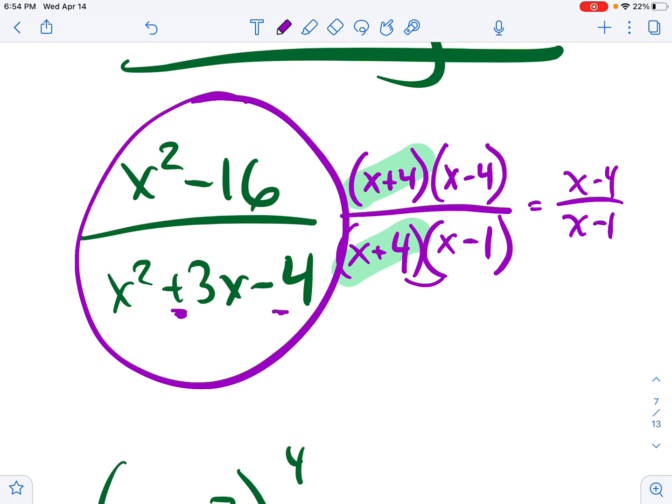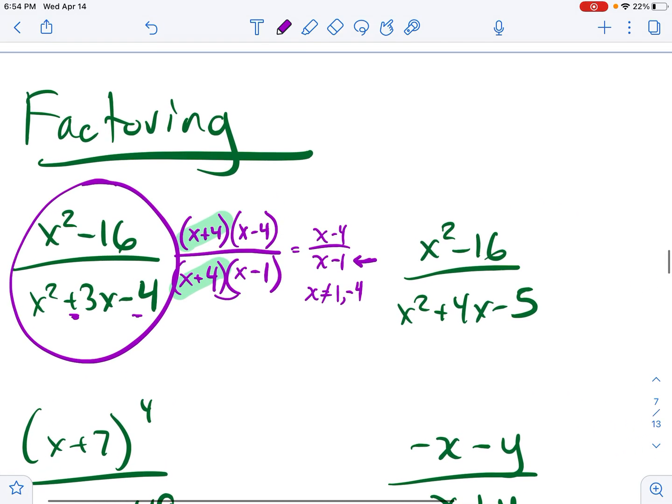I would want to specify, if the directions required it, that x cannot be equal to 1. Duh, it says it right there. I can figure that out by just looking at it. More importantly, specify that x is not allowed to be equal to negative 4.